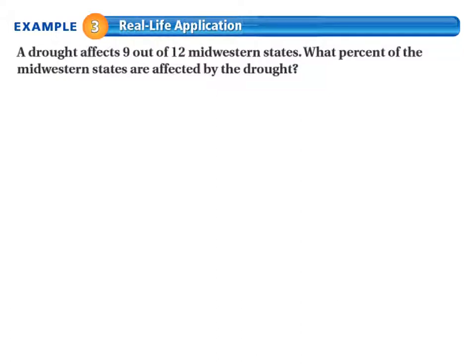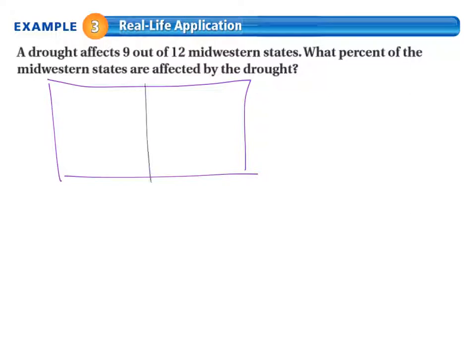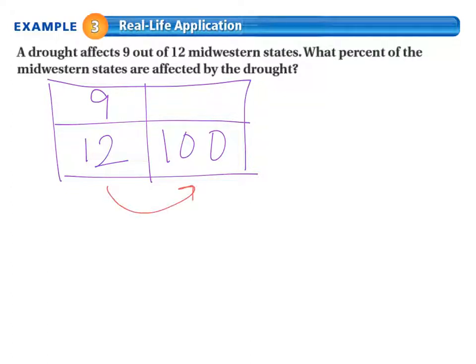Example 3. A drought affects 9 out of 12 Midwestern states. What percent of the Midwestern states are affected by the drought? I'm going to use a ratio table again. So if 9 out of 12 states are affected, what percent are affected? To find a percent, I need that bottom to be 100. And I'm going from 12 to 100.